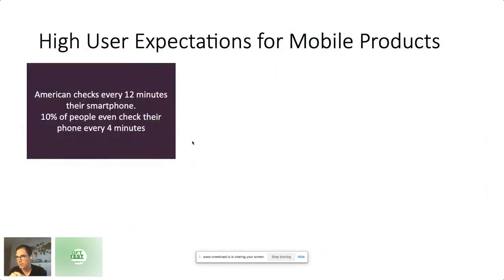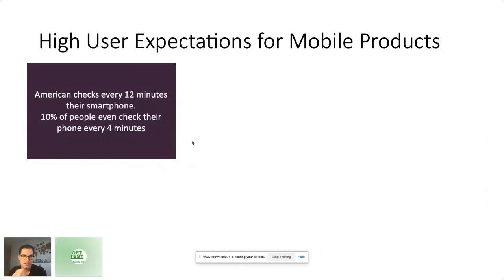Again, there are some numbers. An average American checks their smartphone every 12 minutes, and 10% of people even check their phone every 4 minutes. This should show you again how important mobile products are for us these days. You can easily go to your smartphone, be it Android or an Apple device, and check the most used apps on your screen. What are the most used apps that you use? Or you can even define minutes of usage for some of the apps. Do not overdo it, right?